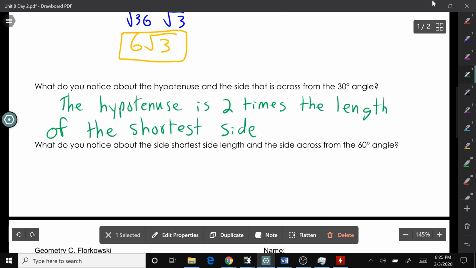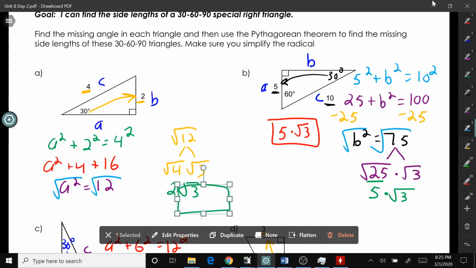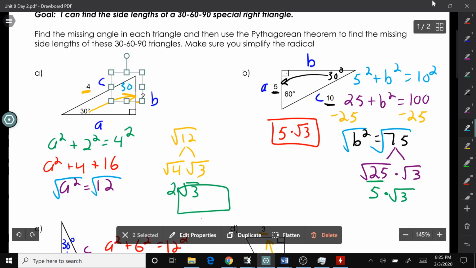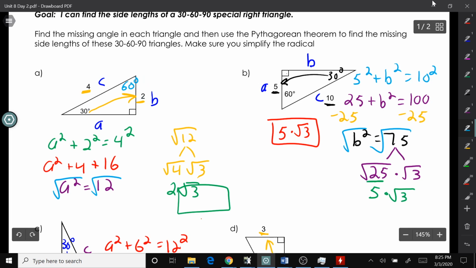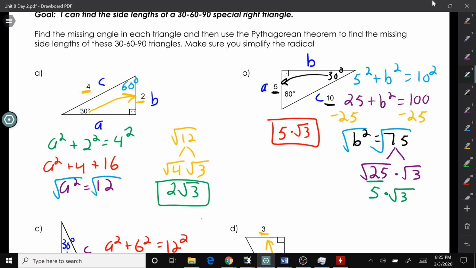Alright, so now let's look about the shortest side and the side across from a 60 degree angle. Okay, so here's, oops, not 30. This is 60 degrees because these 3 angles have to add up to 180. So the side across from the 60 degrees was 2 times the square root of 3. Well, the shortest side was 2. Alright, in example B, our shortest side was 5. The side across from the 60 degrees was 5 times the square root of 3.